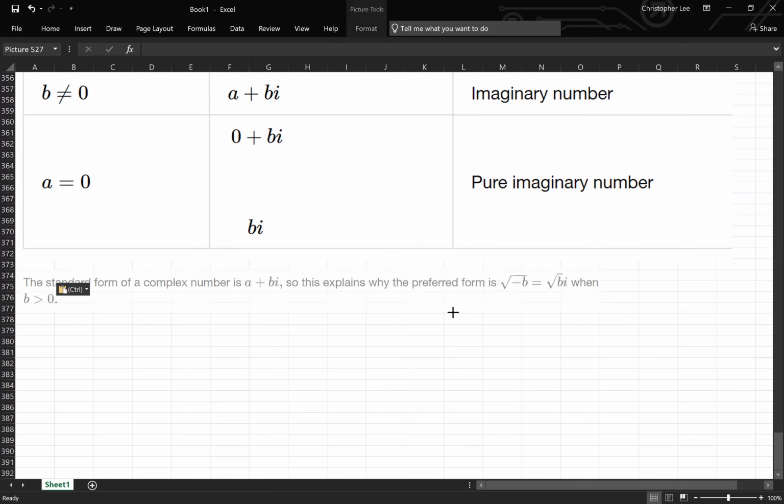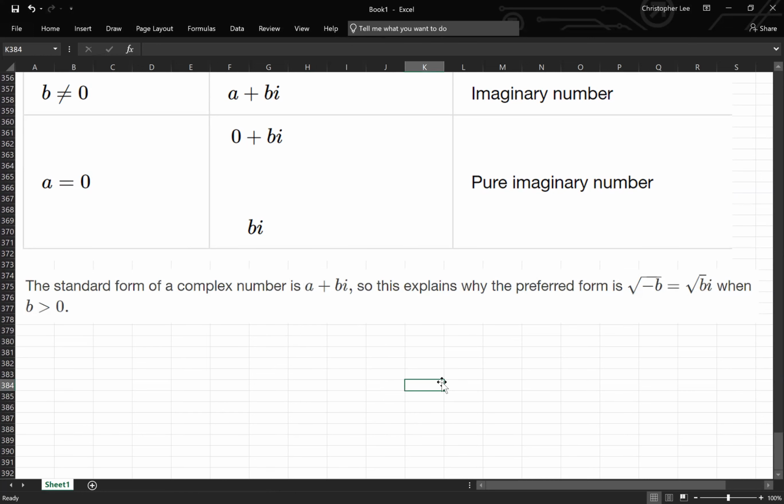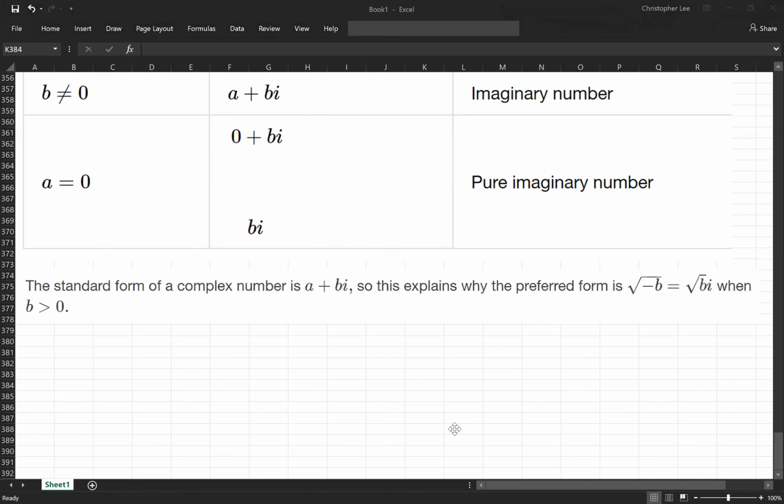This is the one thing you've got to walk out of this class with. The standard form of a complex number is A plus Bi. This explains why the preferred form is the square root of negative B equals the square root of B times i, when B is greater than 0. All right. So we good?